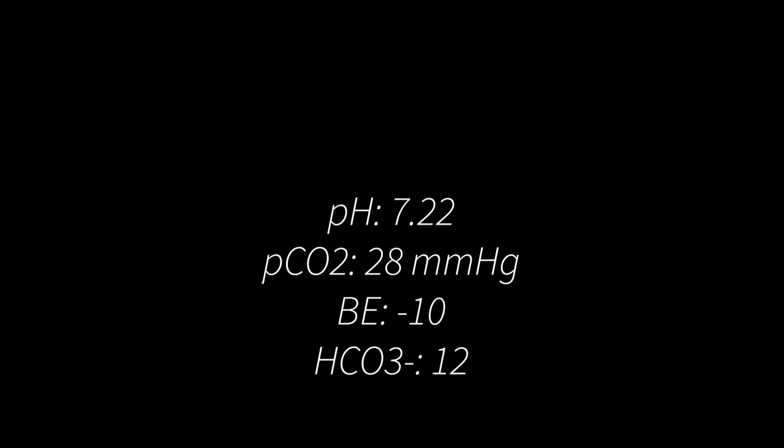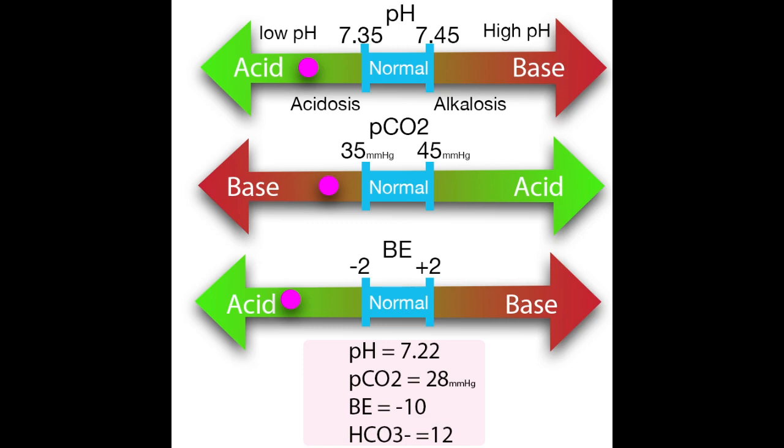Looking at the pH, it's low, below 7.35. The patient has an acidosis. If you look at the CO2, it's low, which should cause an alkalosis or a high pH. Then we look at the base excess and the bicarbonate, and these are both low. So you can see the metabolic system is causing acidosis.